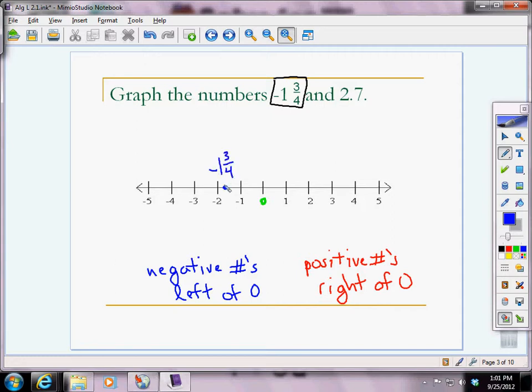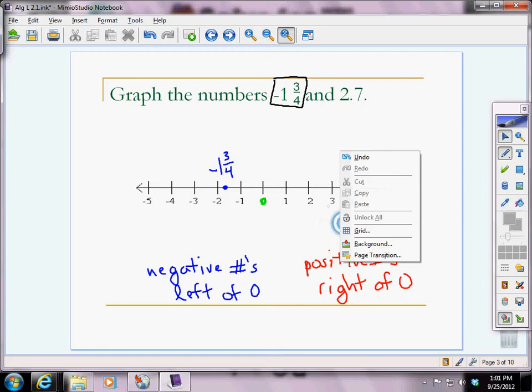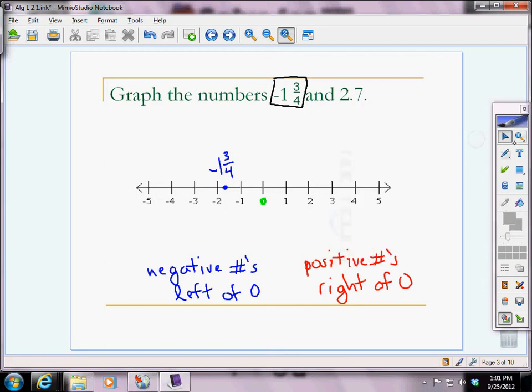Not a trick question. We're just practicing graphing numbers on the number line. 2.7, again, here's 0. It's positive, so we're going to go in the positive direction. 2 and 0.7 would be perhaps right in there. Okay, again, not trying to trick you with anything. We're just practicing and becoming more familiar with, I guess, different types of numbers. We're not just going to be working with integers this year.